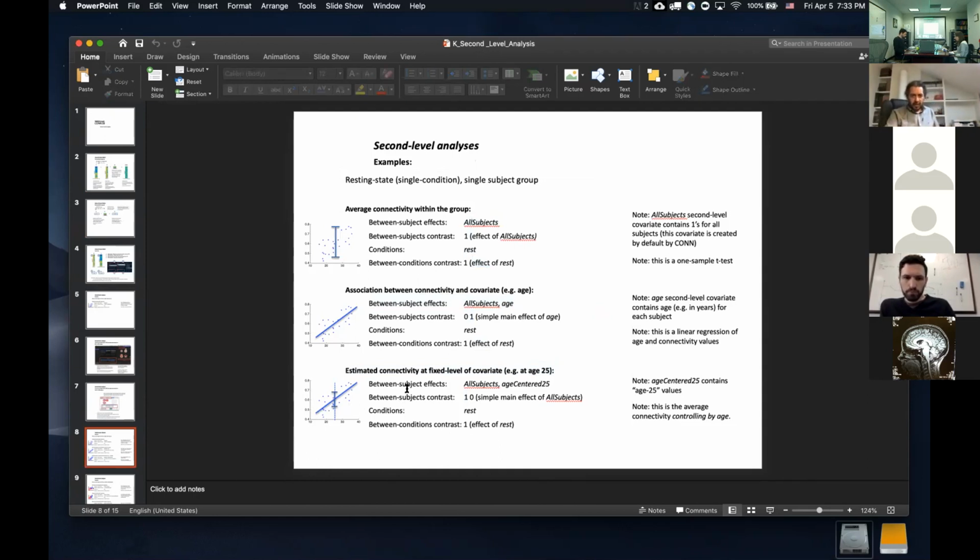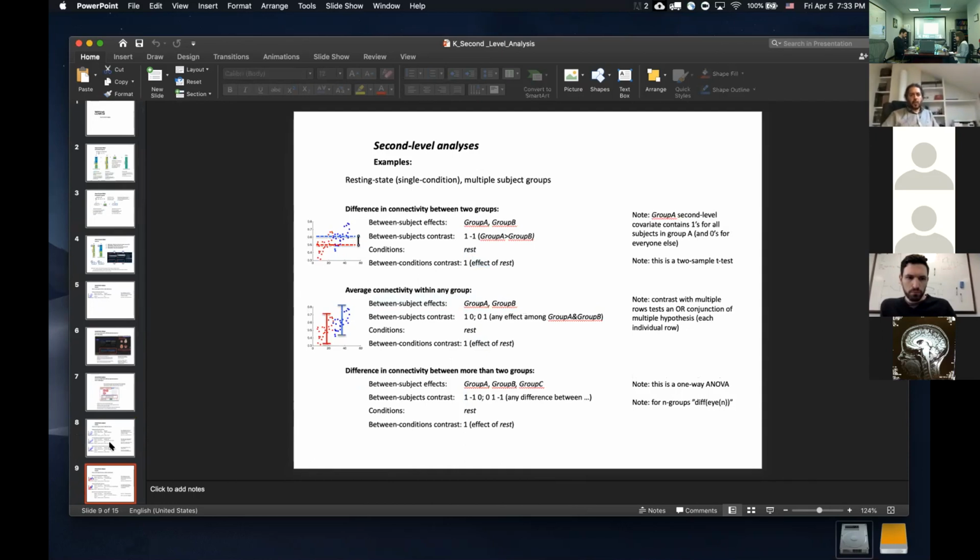Okay, so this is how you look at the effect, the average activation, while controlling for age in a single group. And controlling for age in a single group is basically trying to account for variability that might otherwise be unaccounted for if you don't enter it into your model. Then you go back. Okay, so what about the difference between the groups?